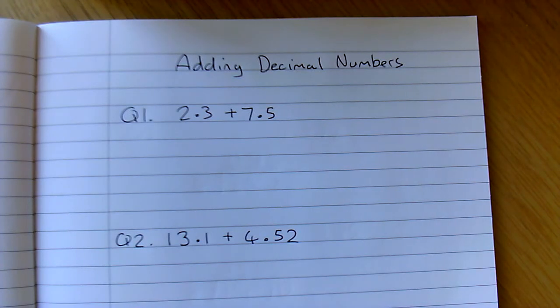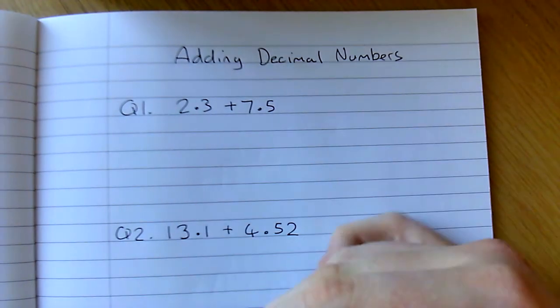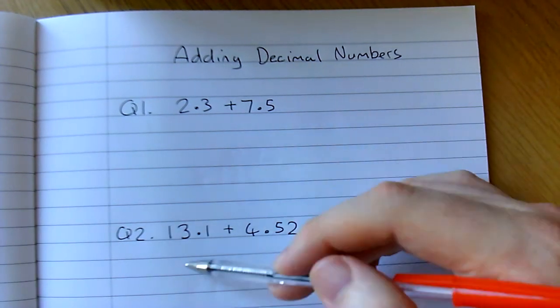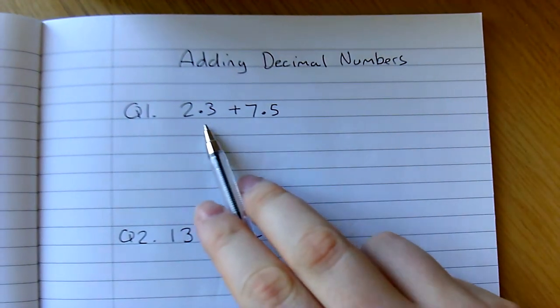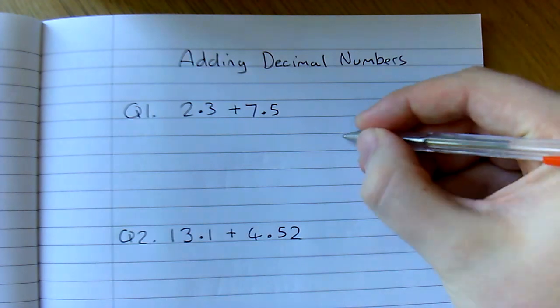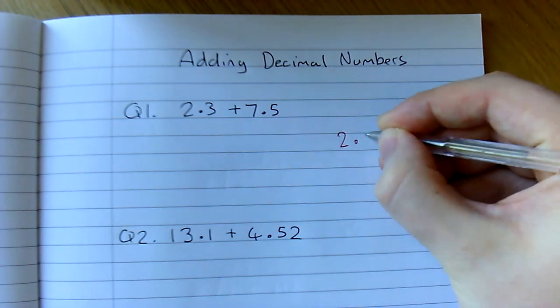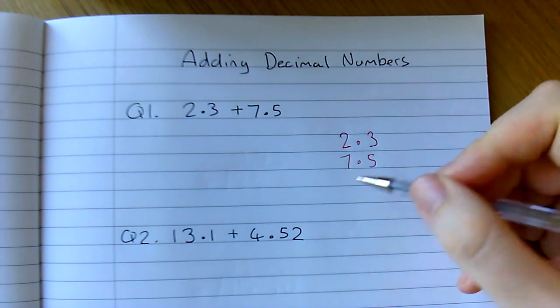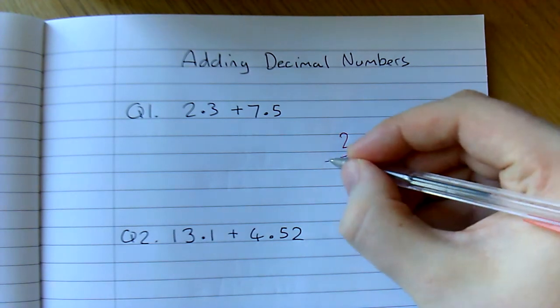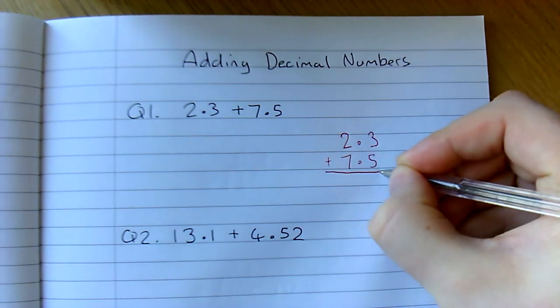Hello everyone. Here we're going to have a very short video on how to add decimal numbers using the column addition method. It's very similar to adding whole numbers in the fact that I'm going to line them on top of each other. What's particular I need to do, of course, is this decimal point needs to line up. So I'm going to have 2.3 and below it 7.5. Decimal points have to be picture perfect there. Put an add sign and I get my line underneath.